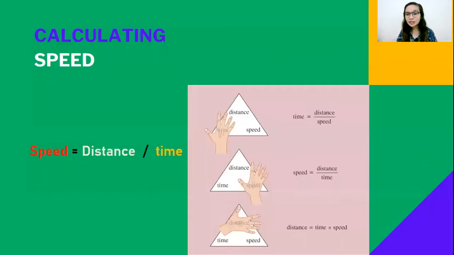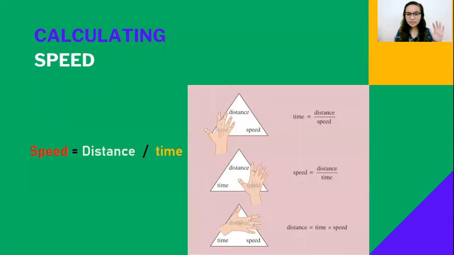Okay, now how do we calculate speed? Another way of calculating speed, you can draw a triangle and write your formula for speed. You have your time, distance, and then your speed. So if you're looking for time, kapag yung time ang hinahanap sa problem, you just cover the time. So you will be left with distance and speed.